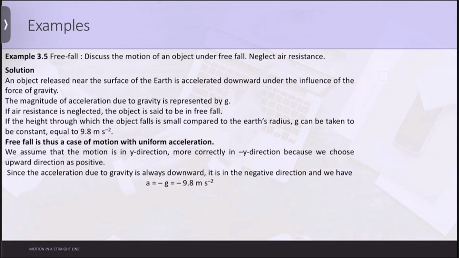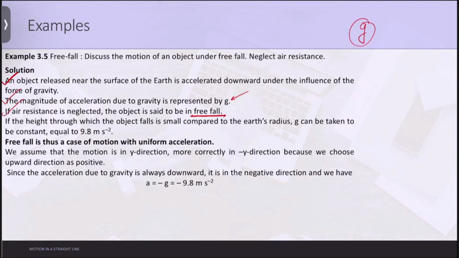Fine. So an object released near the surface of the earth is accelerated downwards under the influence of the force of gravity. Quite evident. The magnitude of acceleration due to gravity is represented by g. So this is small g. Small g is basically used to represent the magnitude of acceleration. If air resistance is neglected, the object is said to be in free fall. So this is the terminology which is given, that if the air resistance is neglected, then this object is said to be in free fall.